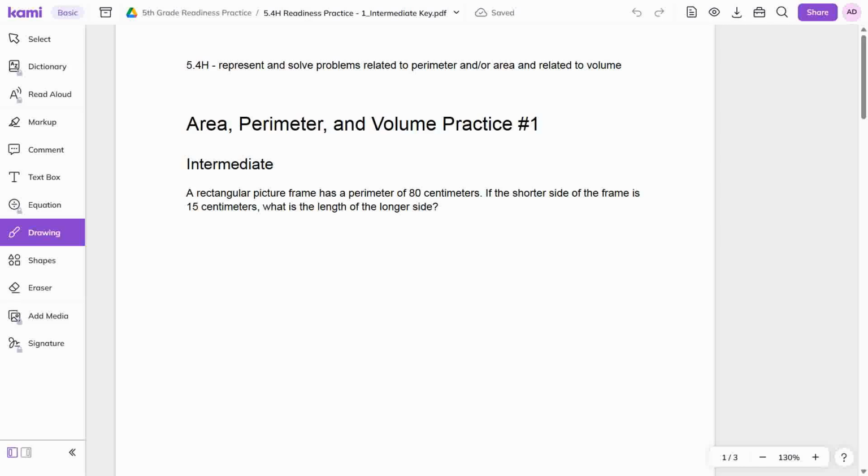Today we are looking at the fifth grade concept of area, perimeter, and volume. This is 5.4H, Readiness Practice, the intermediate version.